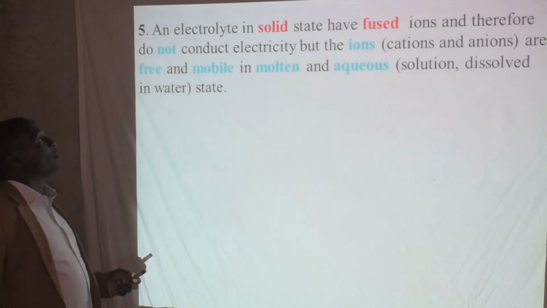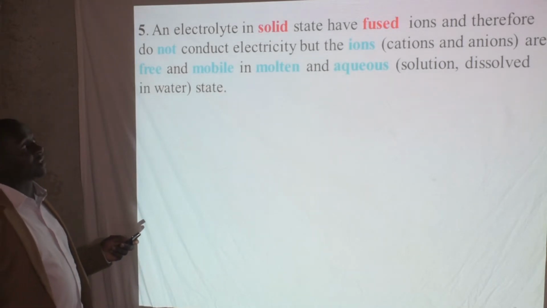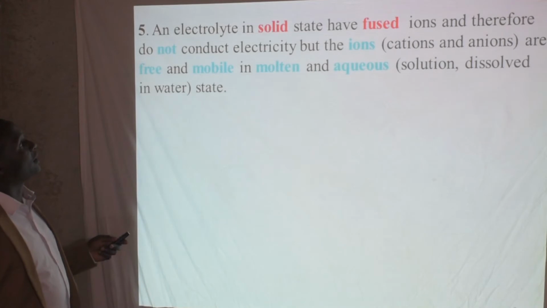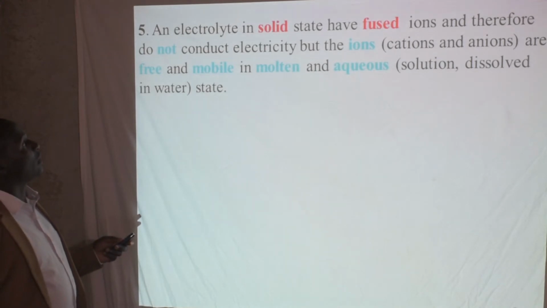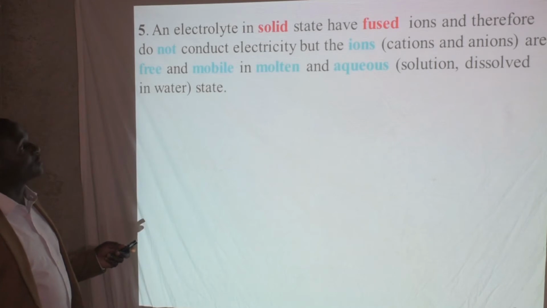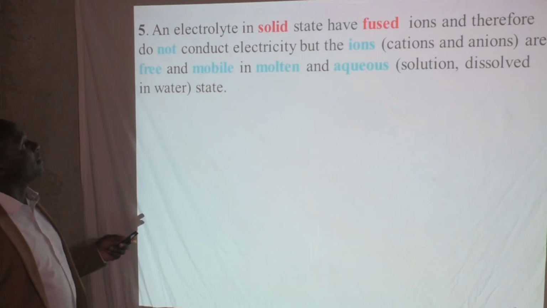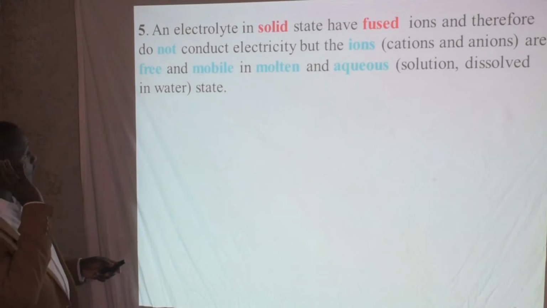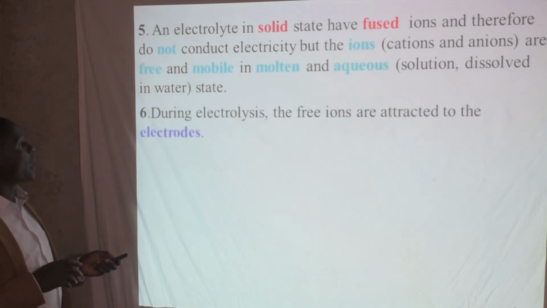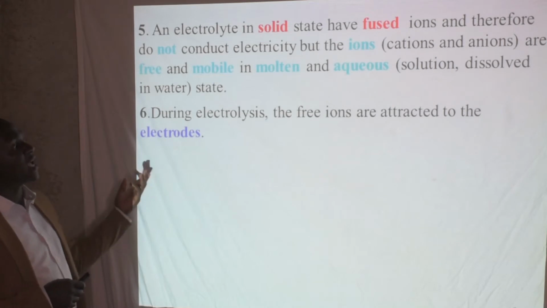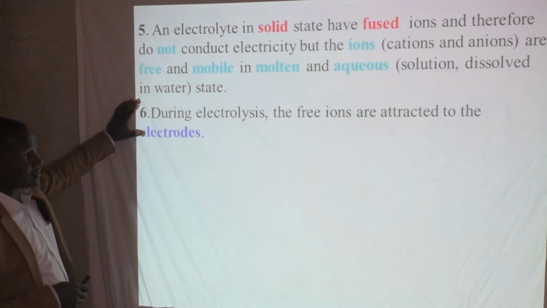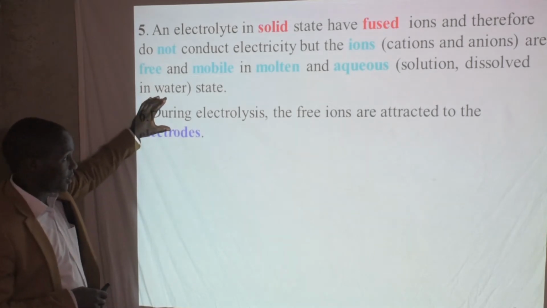Now, an electrolyte in solid form has fused ions and therefore does not conduct electricity, but the ions are free and mobile in a molten state or when dissolved in water. During electrolysis, the free ions are attracted to the electrodes. So you must understand that the ions here are attracted to the electrodes.